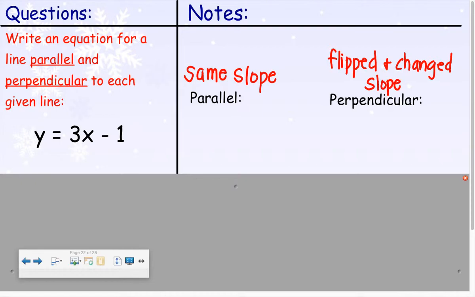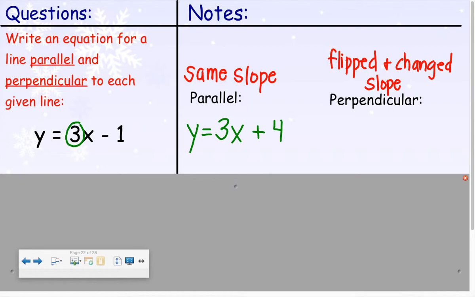Okay, so let's look at the slope in our original equation. Y equals 3x minus 1. So in order for these lines to be parallel, they're going to have the same slope. So y equals 3x. Now, parallel lines will have different y-intercepts, and really you can pick any y-intercept you want to. So let's just say plus 4. As long as your y-intercept isn't negative 1 again, that will work.